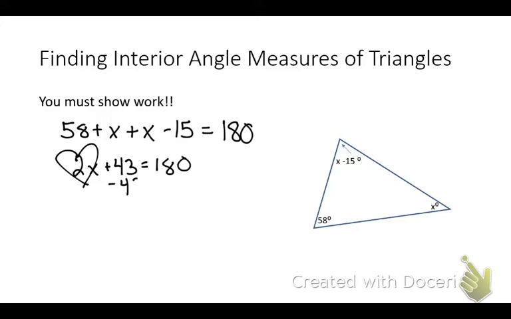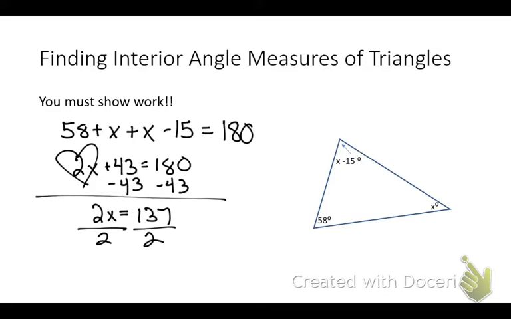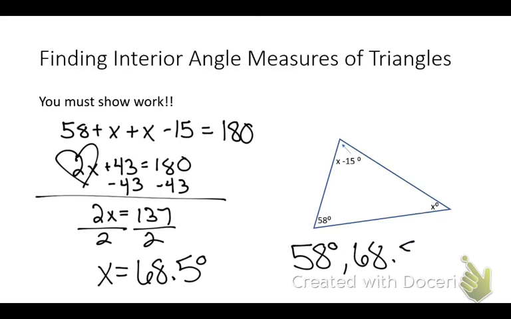Subtract 43. 2x equals 137. Divide both sides, and what do you guys get? 68.5 degrees. This is not your answer. What do you need to do now? Plug it back in. So 58, 68.5, but then what do I have to do? I got a minus 15, 53.5.